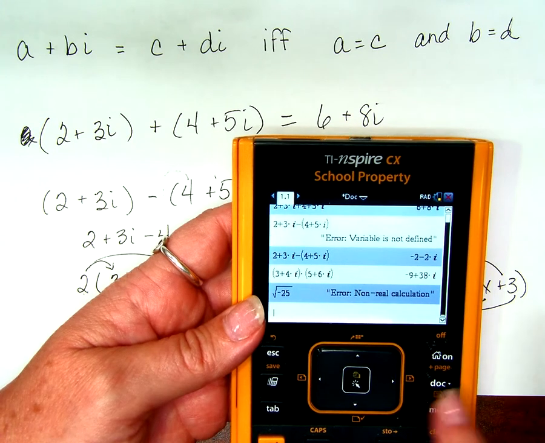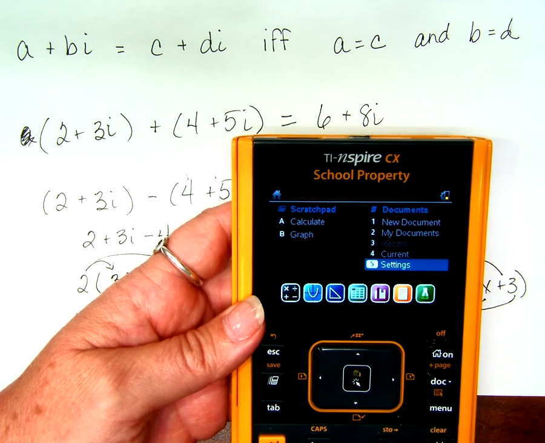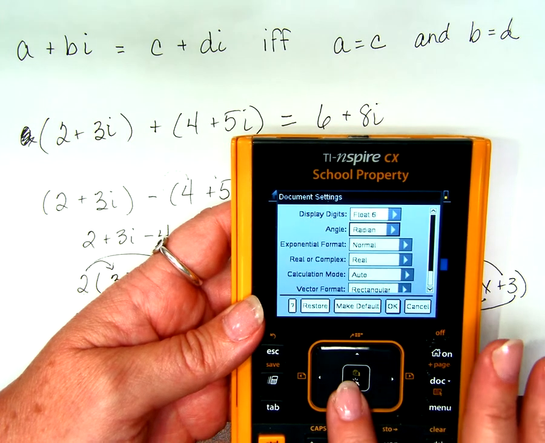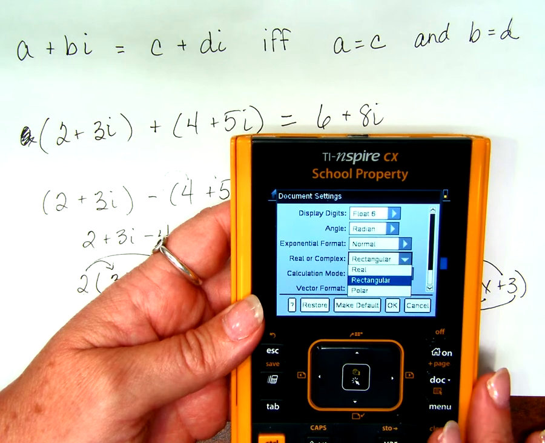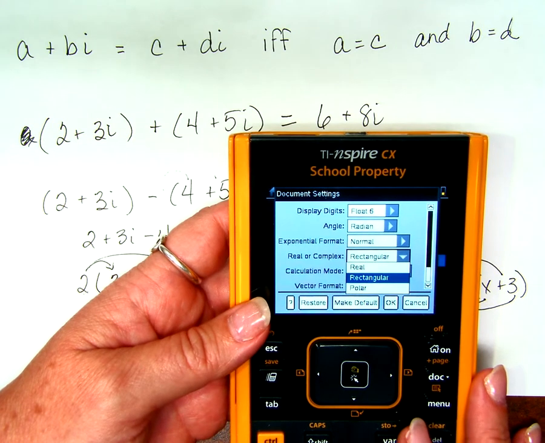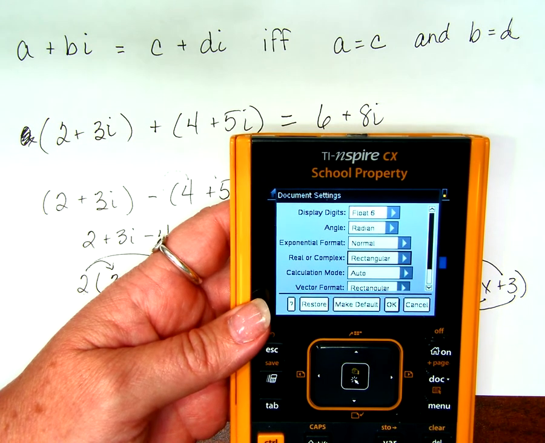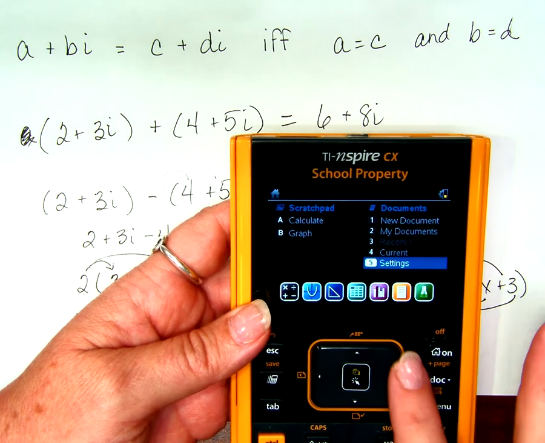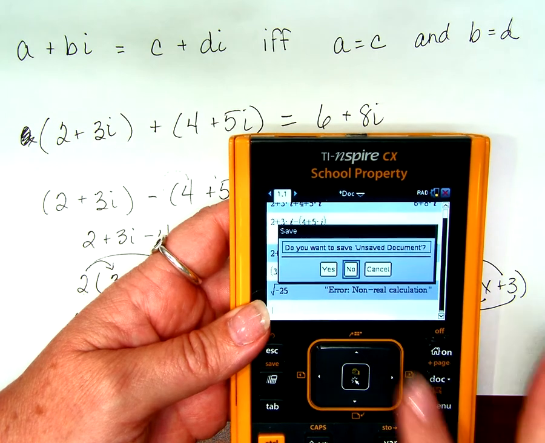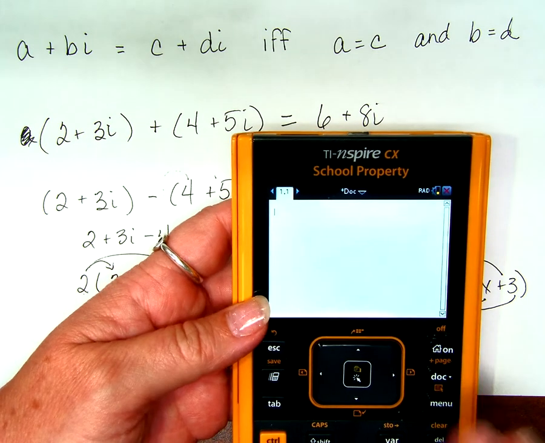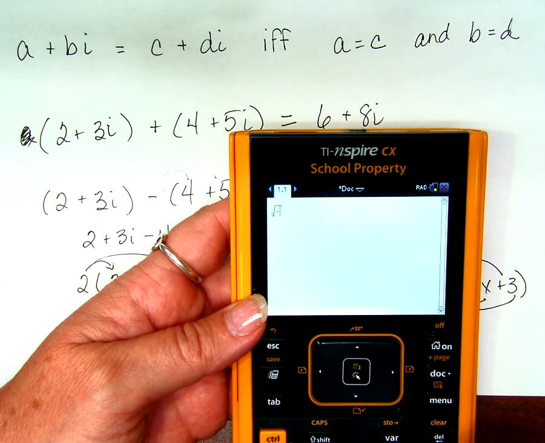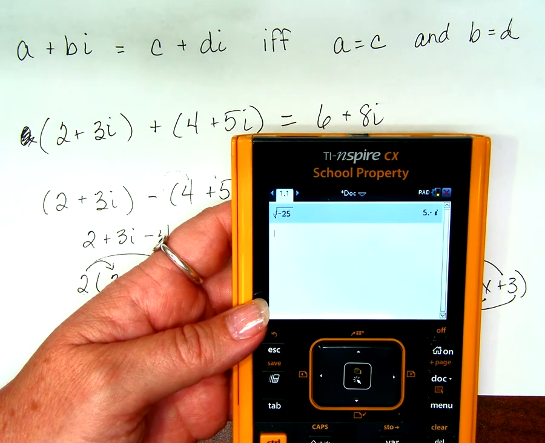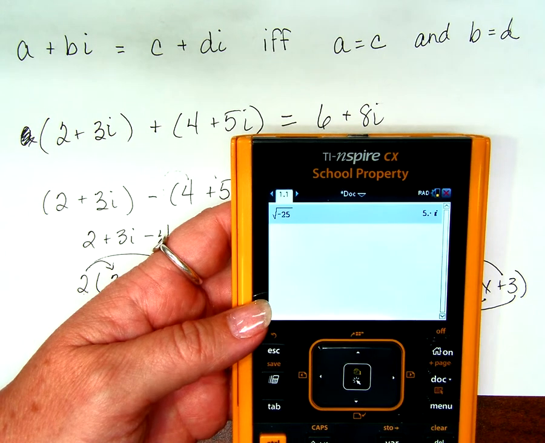Okay. I don't even think it says complex. Let me show you what it says. Document settings. Rectangular is where it needs to be. Okay. So if I start a new document now, and that's a calculator, and I do the square root of negative 25, now it says 5i. Okay? Does that make sense? So it just has to be in the right setting.